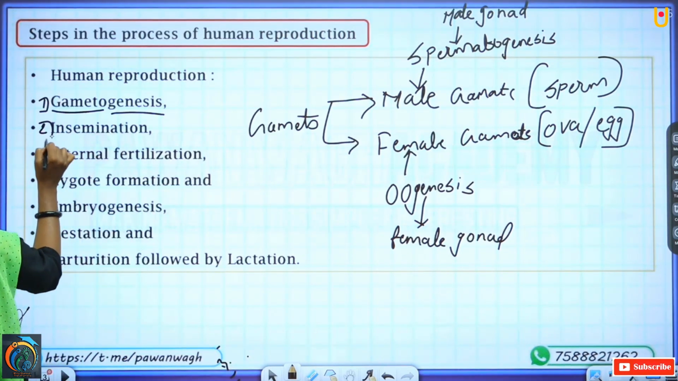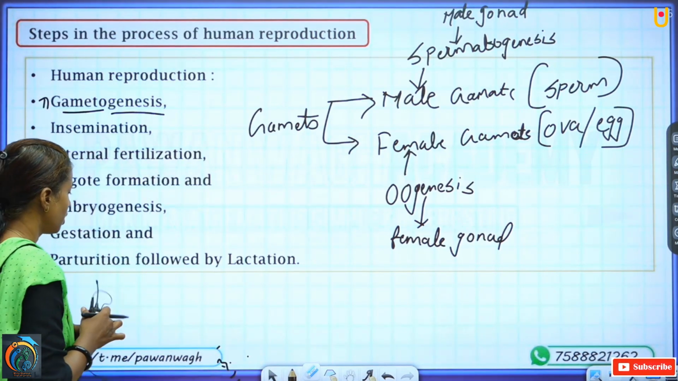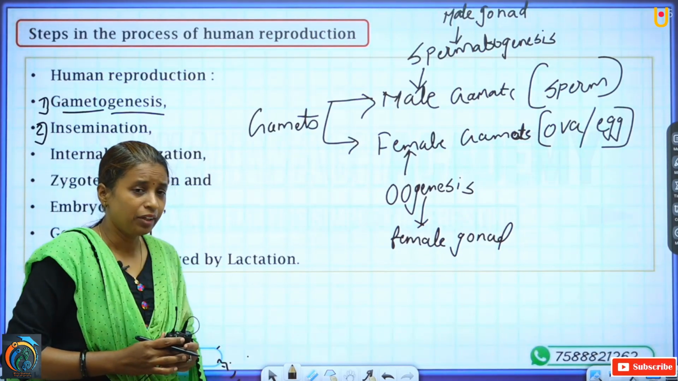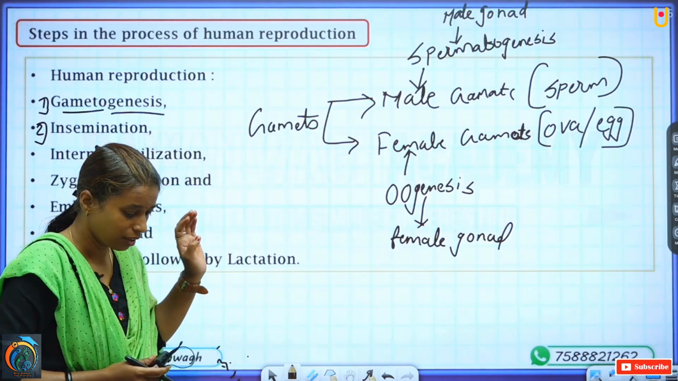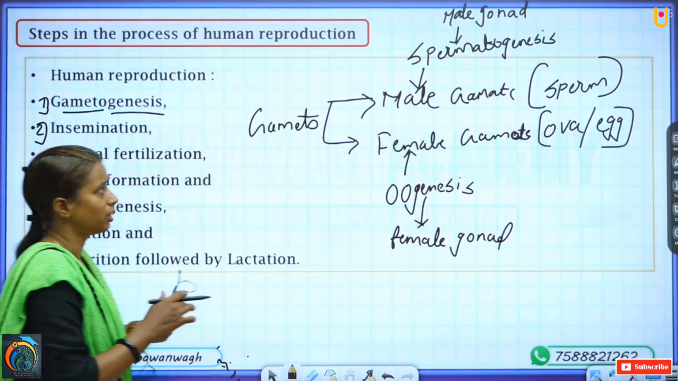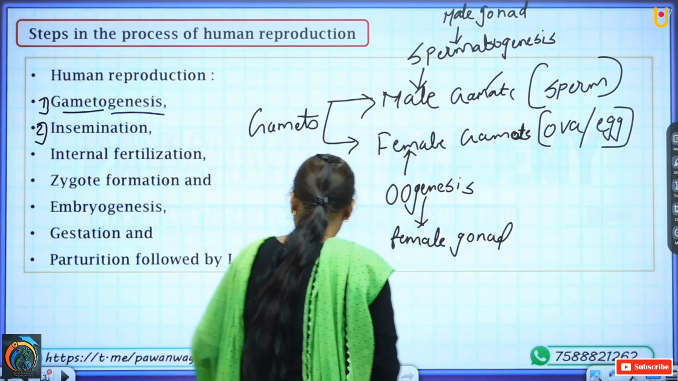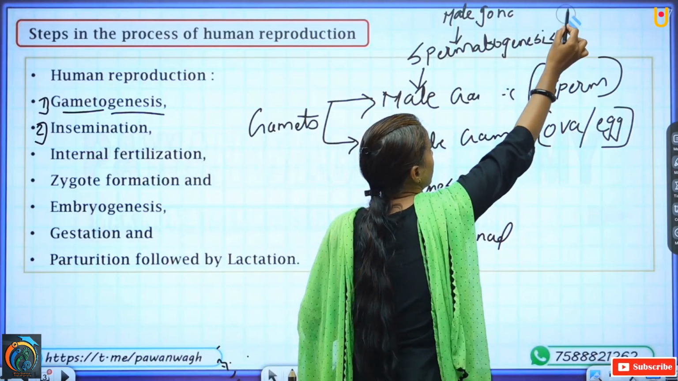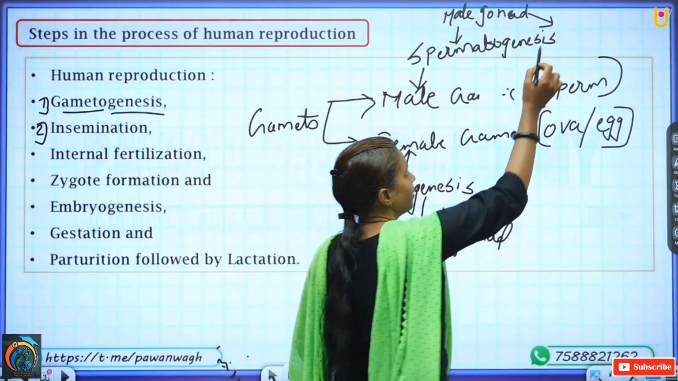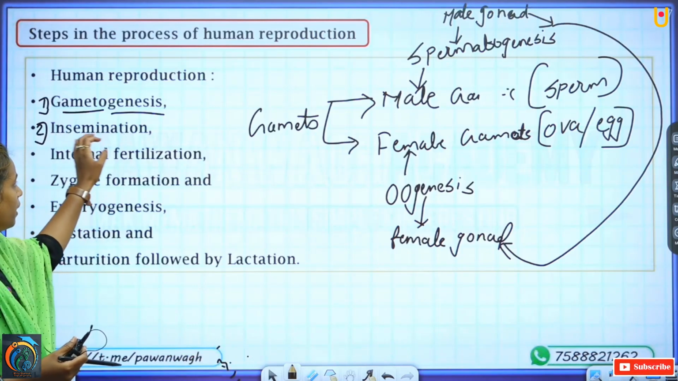Now, the second step in human reproduction is insemination. What does insemination mean? Insemination means introduction of semen into the reproductive tract of female. From where does the semen come? Semen comes from the male gonads, and that semen is given out into the female. This process is known as insemination.